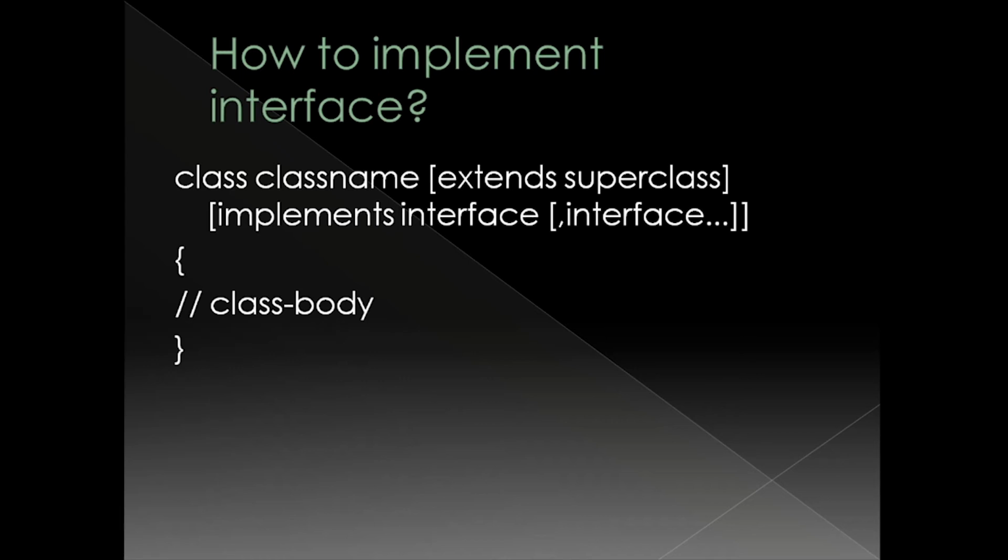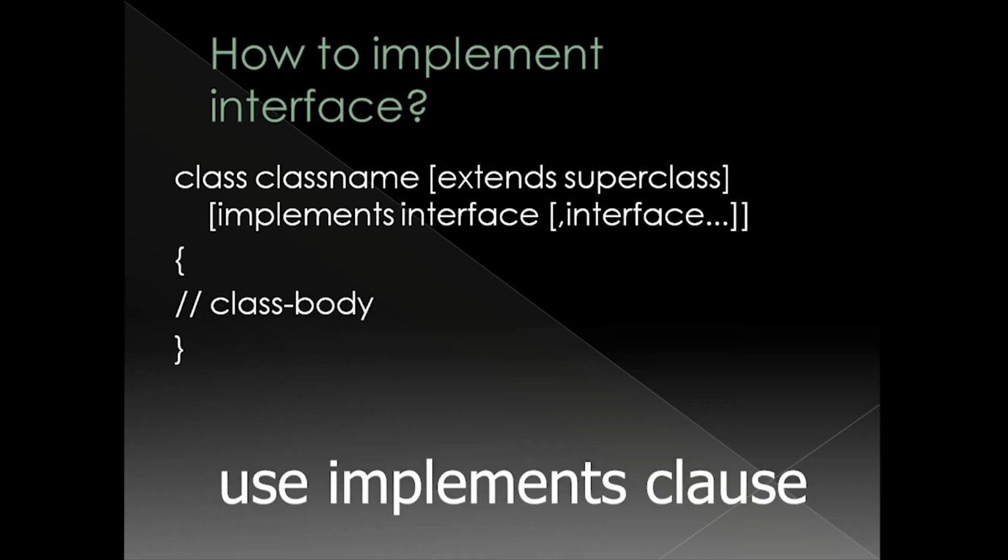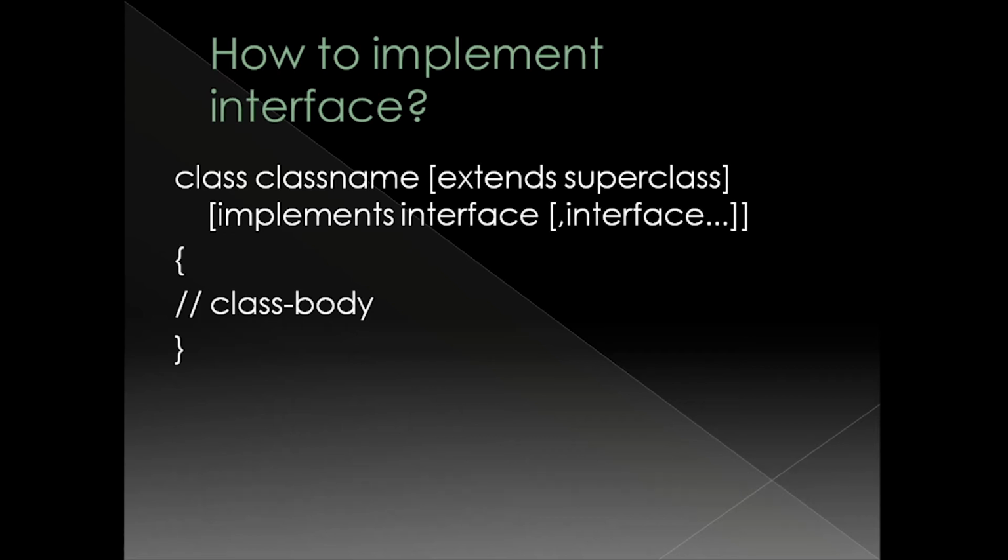So this is how to implement an interface. Once an interface has been defined, one or more classes can implement that interface. Like here we can have a class name that extends a superclass, implements interface. So this is the general format of it. To implement an interface, we need to include the implements clause in a class definition and then create the methods defined by the interface. So this is the general format of this.